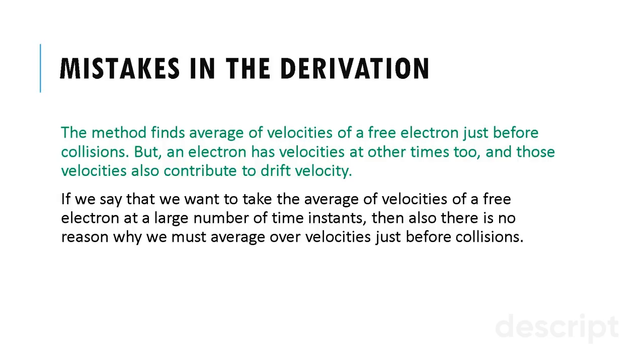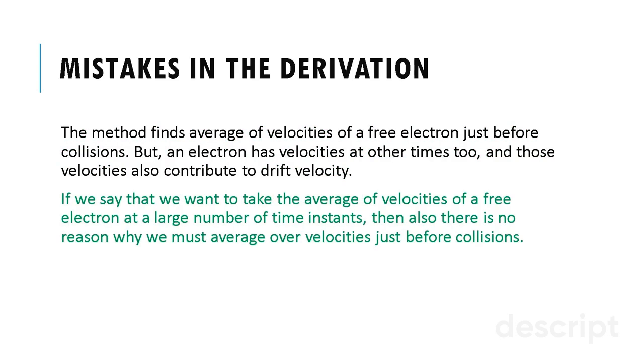The formula is correct, but the method is wrong. This is one of the mistakes. The method finds the average of velocities of a free electron just before collisions and calls that average the drift velocity. But an electron has velocities at other times too, not only before collisions. And those velocities also contribute to drift velocity.